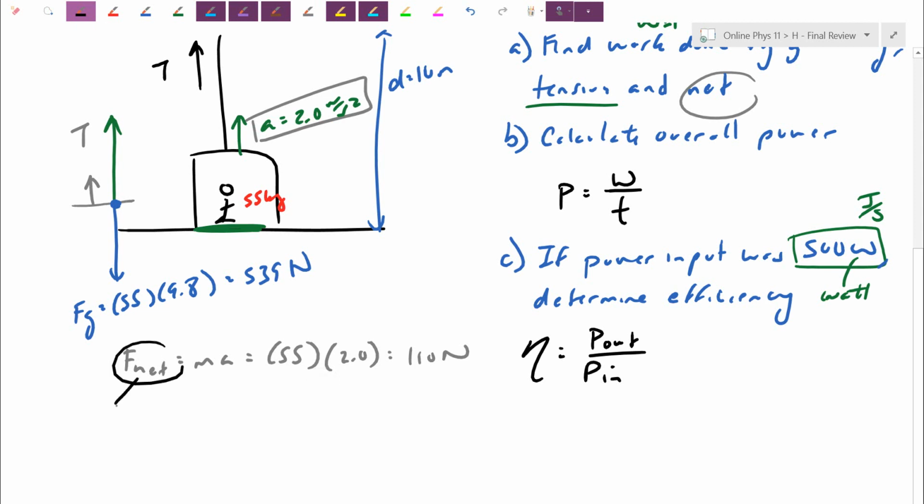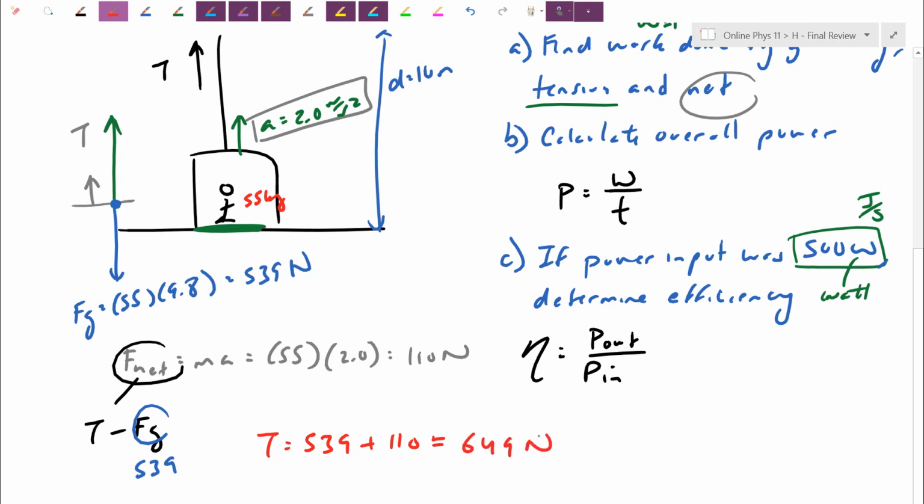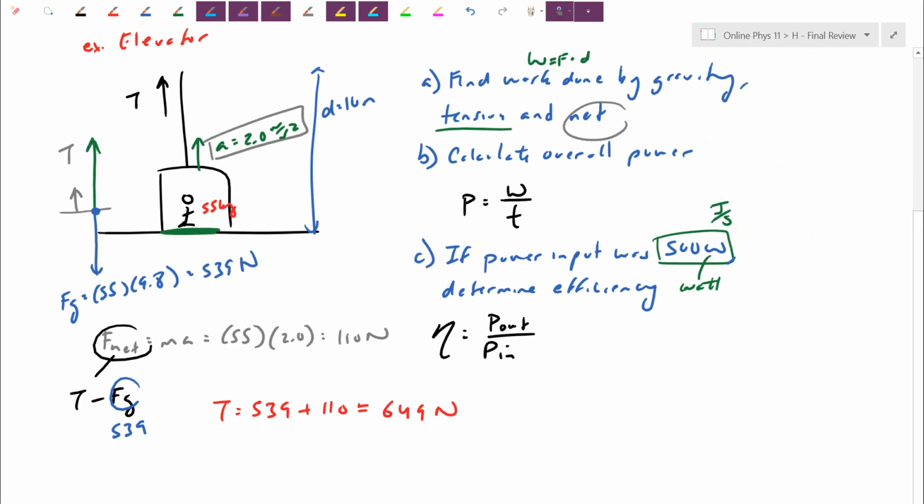This time, my net force is the tug of war between tension and gravity. Because I know gravity already, gravity here has to be 539. Therefore, tension needs to be not just 539. It needs to counteract gravity. At that point, it would just cancel out gravity, but it needs to give me a net force of 110. And therefore, 539 plus 110, I found that the size of the tension force has to be 649 newtons. So just a little bit of dynamics work to get to those forces.